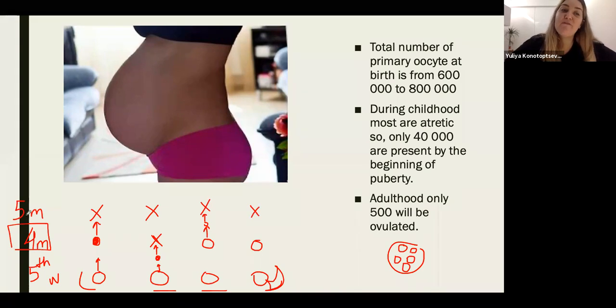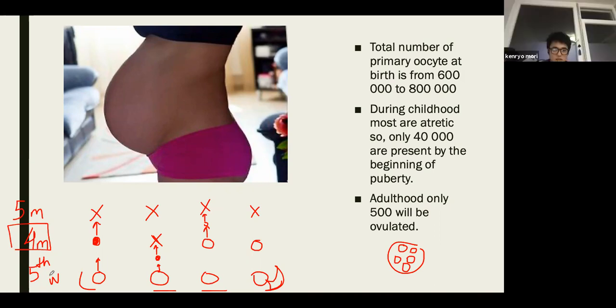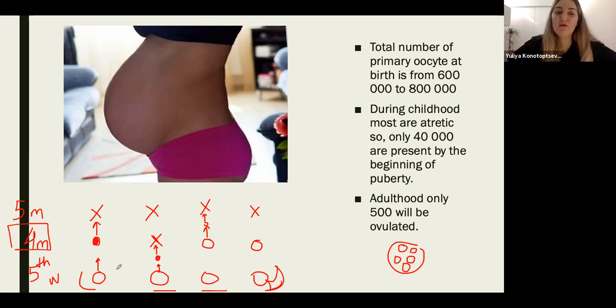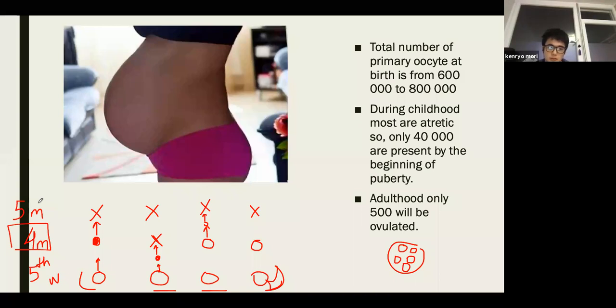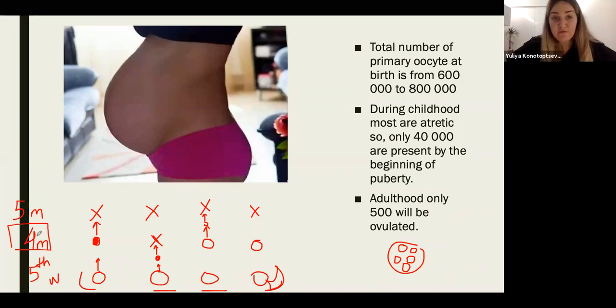So what do you see? During 5th month of development, in the same cluster, you already see only primary oocyte. Is that clear? So again, in one cluster during 5th week, which cells are visible? PGCs only. During 5th week, you can only see PGCs. During 5th month, in the same cluster, you can see primary oocytes only. During 4th month, you can see all of them except for the secondary oocytes.